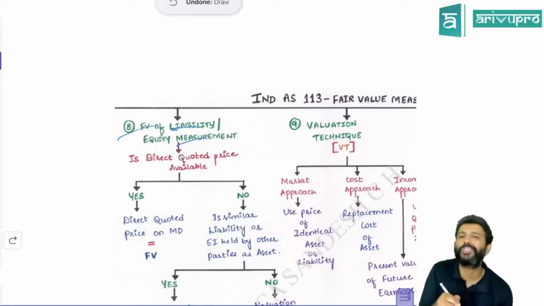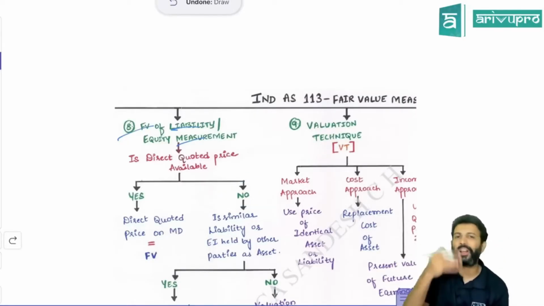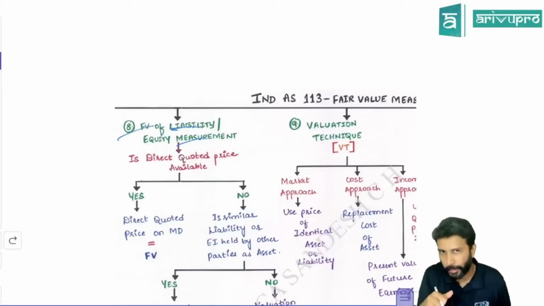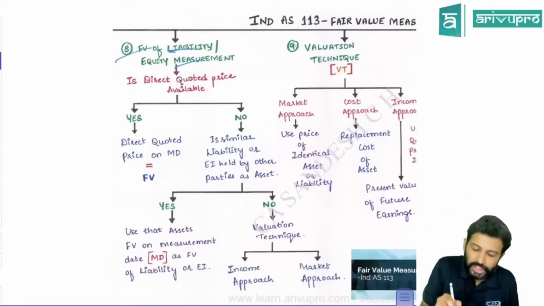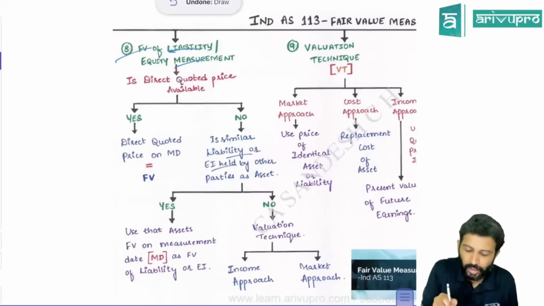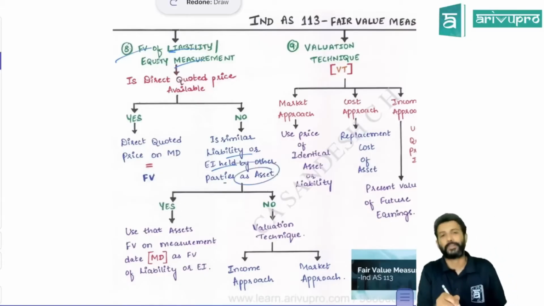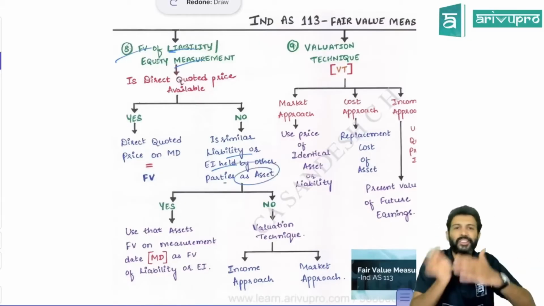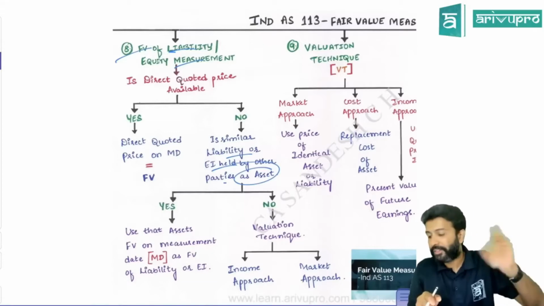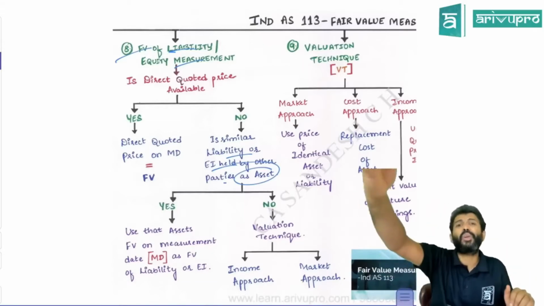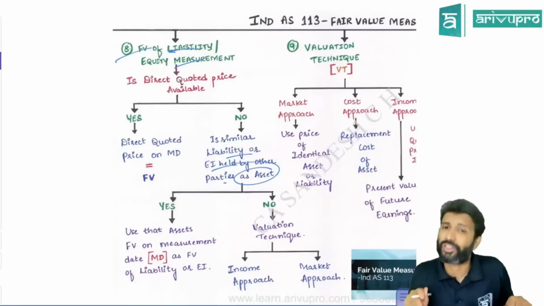Suppose quoted market price is not available. Suppose you are a private company or unlisted public company, so quoted price is not available. In that case, what to do? Check if a similar liability or equity is held by another party as an asset. Because the standard assumes that it is easier to find the fair value of an asset than of a liability. Because an asset you can easily sell, sir. Liability settlement is not that easy.